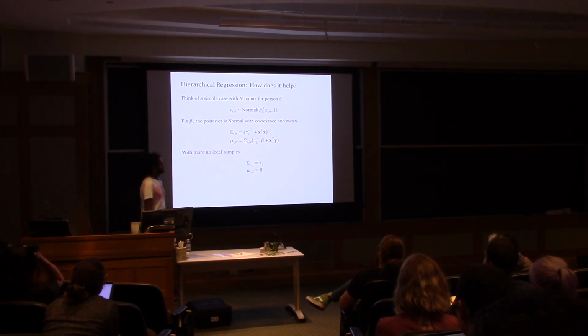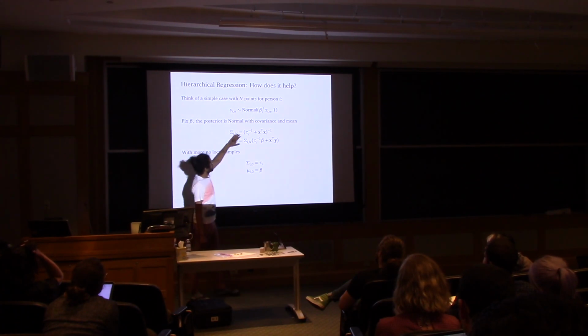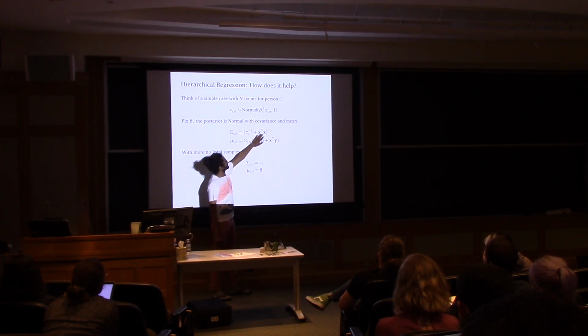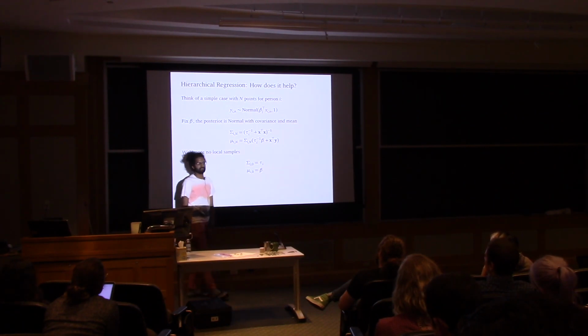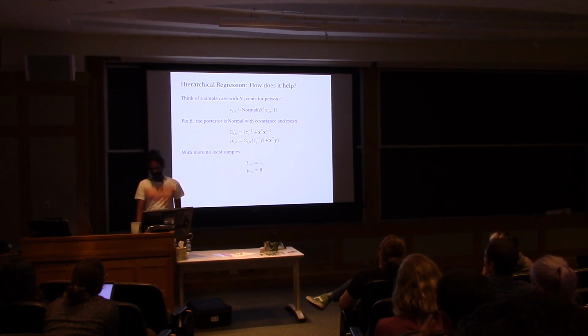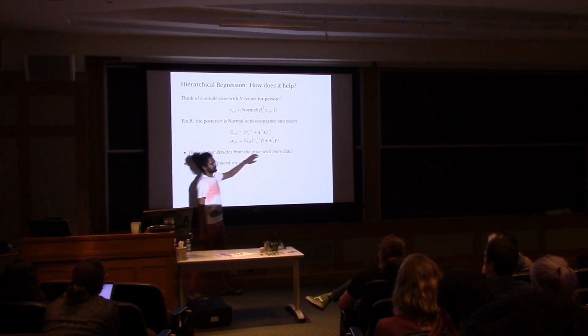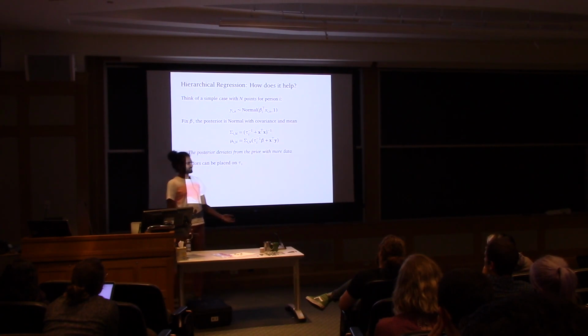When you have no observations, if you look at the form of the posterior, well, this term is 0, this term is 0, and I get exactly the prior. And the point of this really is that the posterior deviates from the prior with more data within each group. And that's true no matter what model you're building.